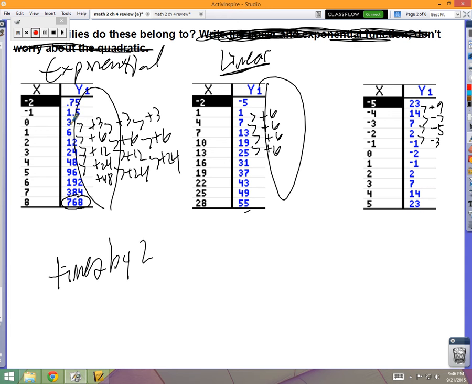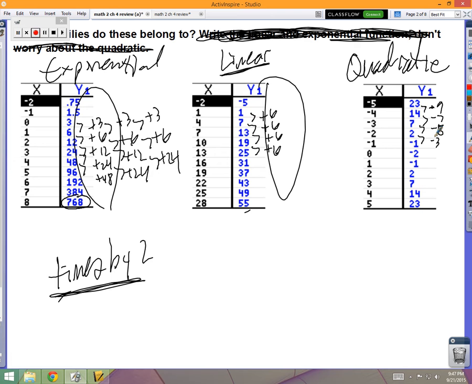So 3 times 2 is 6, times 2 is 12, times 2 is 24, times 2 is 48. To get the next quantity, you're just doubling the one that you left off on. And if it grows by multiplication, that is exponential. Okay, this one then has got to be the one from the quadratic.